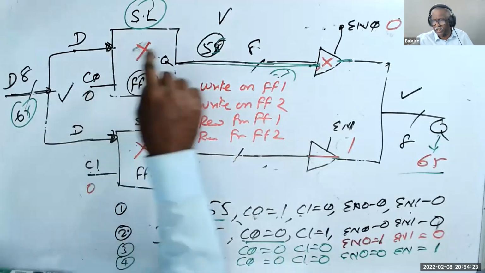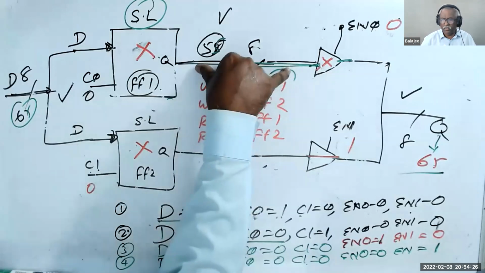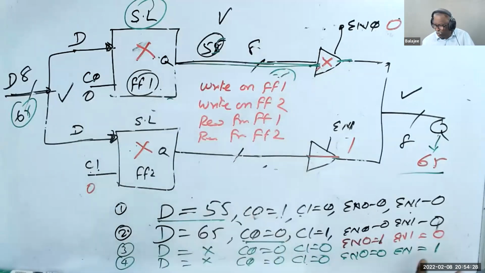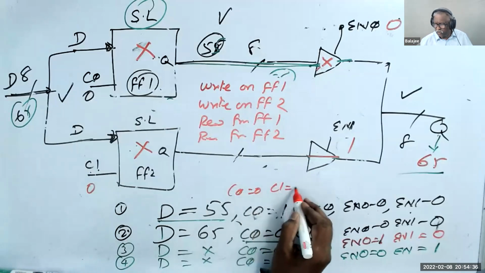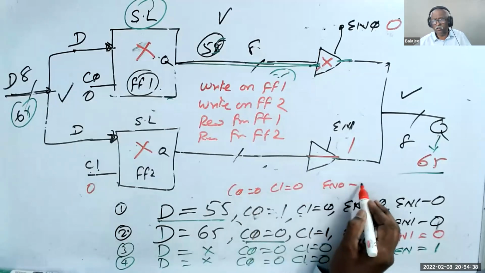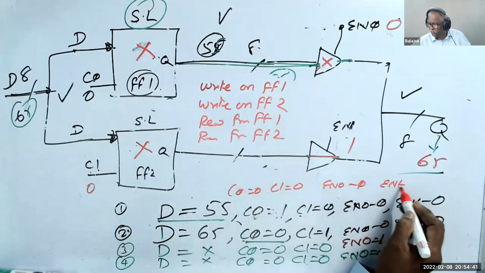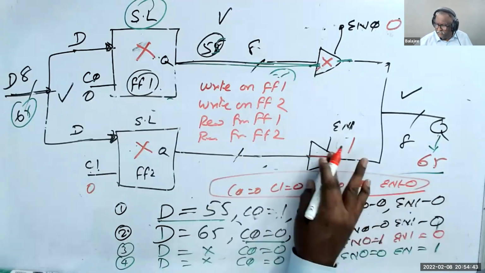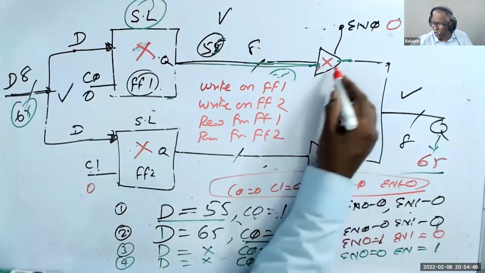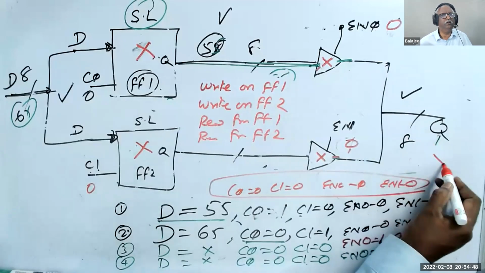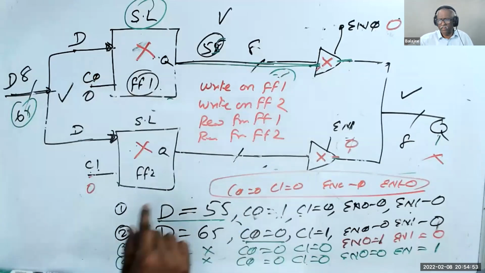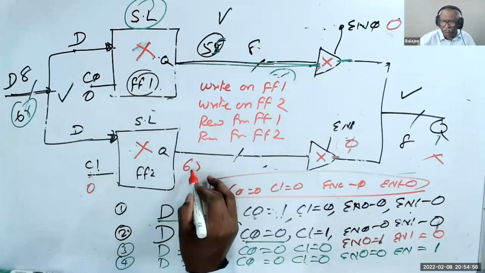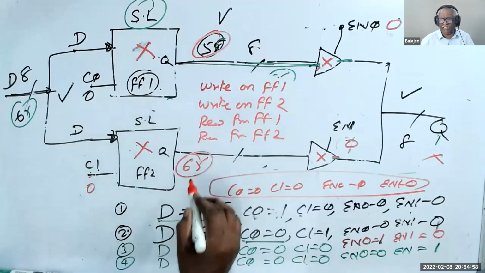I do write, I do read, and I also do store. The problem is when all of them are 0. Let us assume that now all of them are 0: C0 is 0, C1 is 0, enable 0 is 0, enable 1 is 0. When all of them are 0, this is not connected. So no output, and no input because all of them are 0. But still, this guy remembers 55 and 65. So this guy will act as a memory.